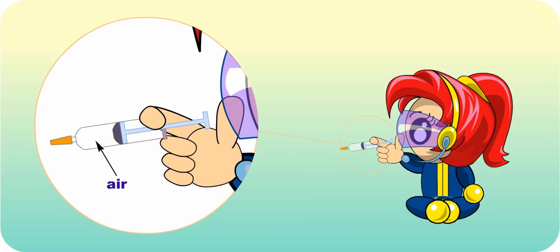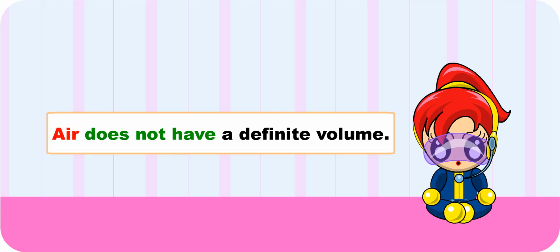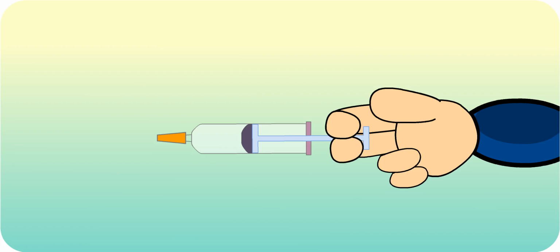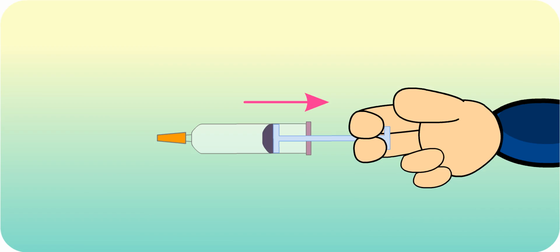We shall fill a plunger with air and try to push the plunger inward. Yes, the plunger slides in slightly. Now, what does this tell you about the volume of air? Does it mean that air does not have a definite volume? Yes, you are correct. But this also tells you that air can be compressed to occupy a smaller space. Okay, why don't you try pulling the plunger outward instead? Oh, it's easy too. The plunger slides out slightly.